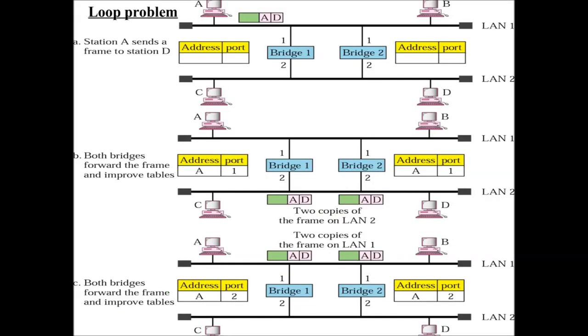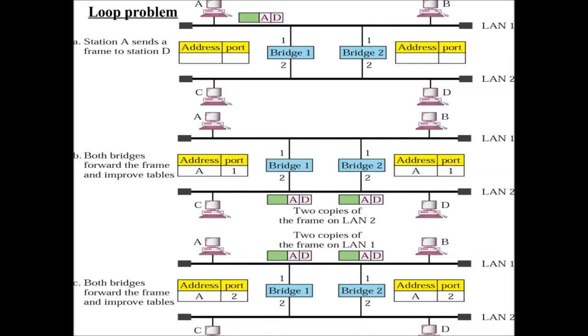Loop problem. Dear students, in this diagram we will study the loop problem, and this loop problem is being eliminated by STP. In scenario 1, you can see station A sends a frame to station D. So over here there are two LANs and four devices, two devices in LAN 1 and two devices in LAN 2. Devices A and B are in LAN 1, devices C and D are in LAN 2, and there are two bridges, bridge 1 and bridge 2, which are being used to connect these two LANs.